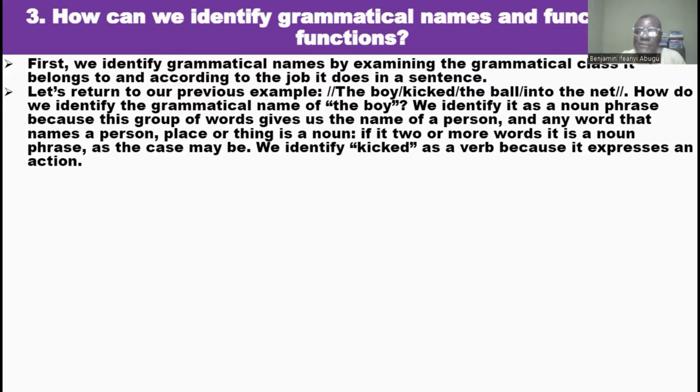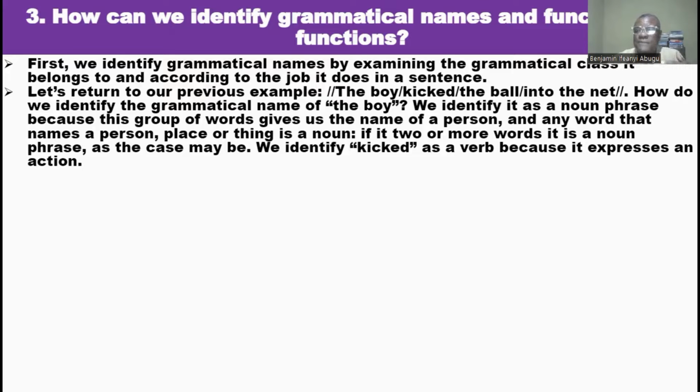Let's return to our previous example. The boy kicked the ball into the net. How do we identify the grammatical name of the ball? We identify it as a noun phrase because this group of words gives us the name of a person. And any word that names a person, place, or thing is a noun. At least we learned that from the parts of speech.